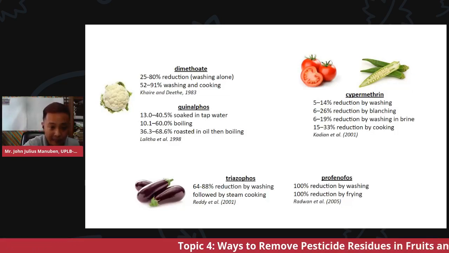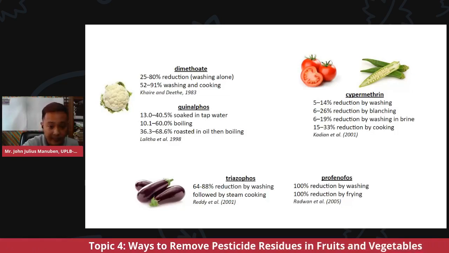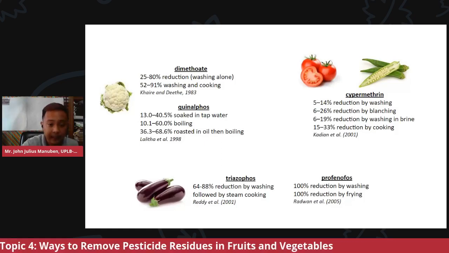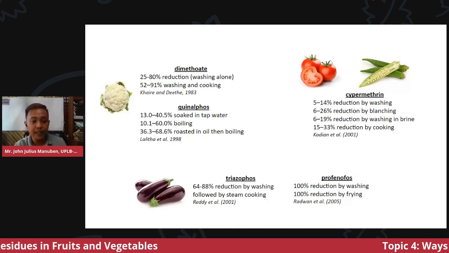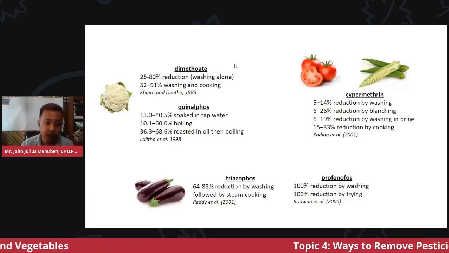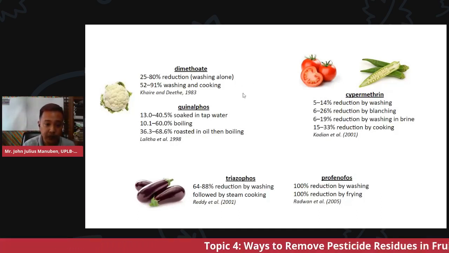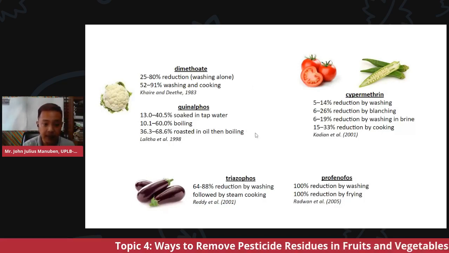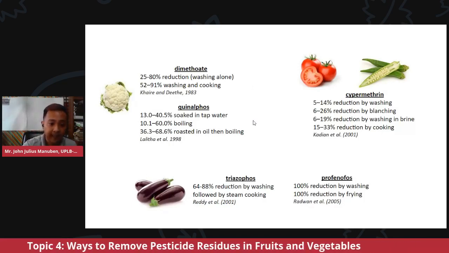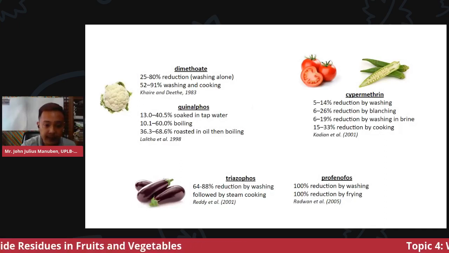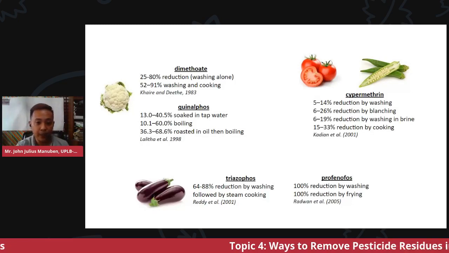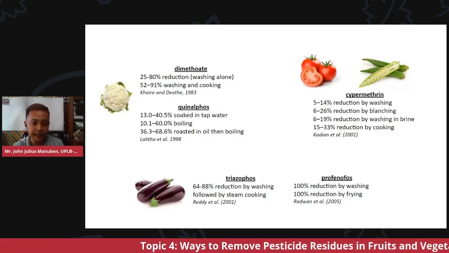dimethoate and quinalphos, so 25 to 80% reduction washing alone, but the reduction increase around 52 to 91, combination siya ng washing and cooking. So for quinalphos, around 13 to 40.5 in tap water only, and then nung nag-boil, 10.1 to 60 and 36.3 to 68.6 roasted in oil, then boiling. So dalawang process yung ginawa niya.